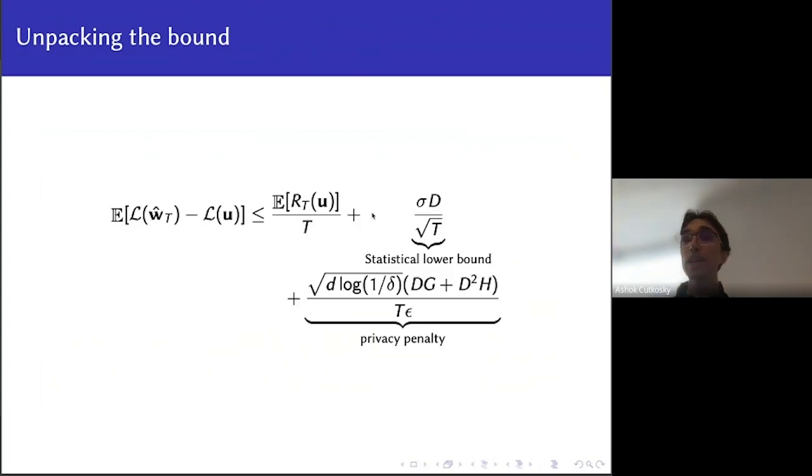And if you were to plug in online gradient descent as your bound here, this thing would be order root T. And so the whole thing would indeed get you the 1 on root T plus privacy penalty. So in fact, we recover the correct asymptotics for private convex optimization.